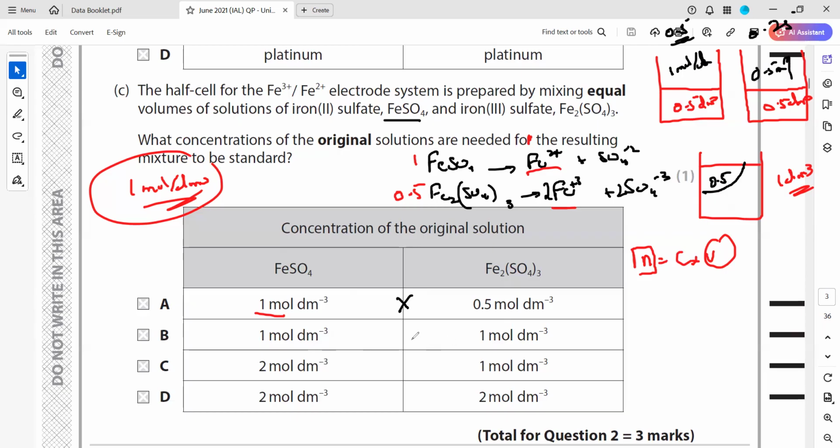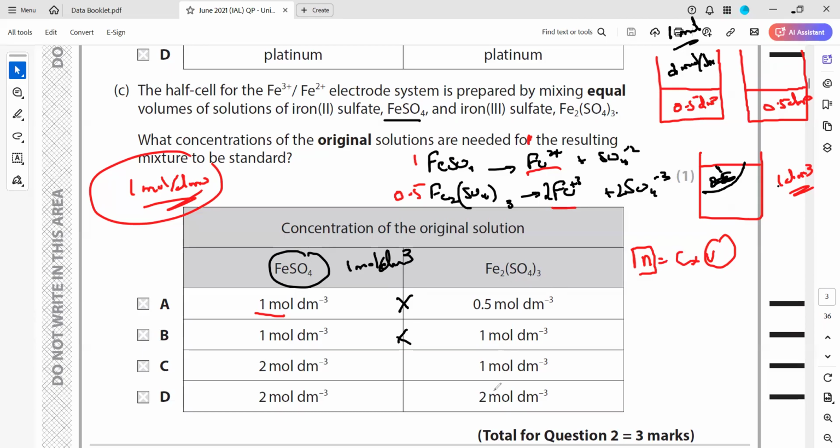If we check with B, again B is not giving it. But what about C? In C, if I use the concentration 2 mole per dm cube, what will be the moles here? How many moles will I get? I'll get 1 mole. And what is the concentration of this new solution? If I have 1 mole in 1 dm cube, the concentration of the new solution will be 1 mole per dm cube, as we mix them together.